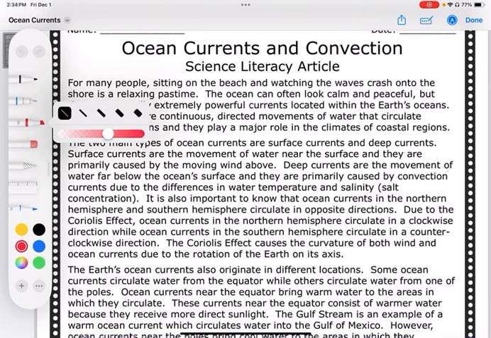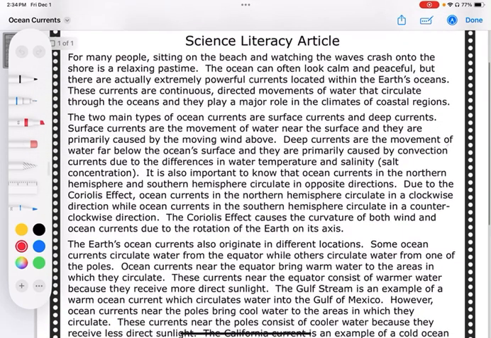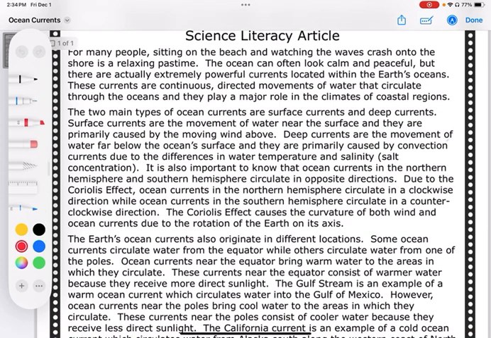Okay. So, for many people, sitting on the beach and watching the waves crash onto the shore is a relaxing pastime. The ocean can often look calm and peaceful, but there are actually extremely powerful currents located within the Earth's oceans. These currents are continuous, directed movements of water that circulate through the oceans, and they play a major role in the climates of coastal regions. So, since we have a definition there, I'm going to highlight that.